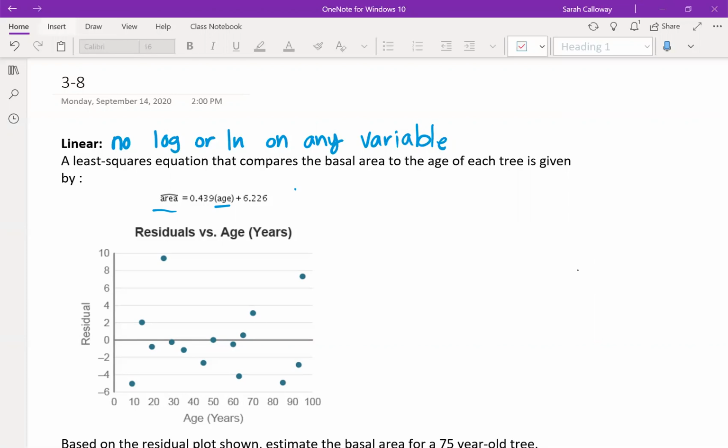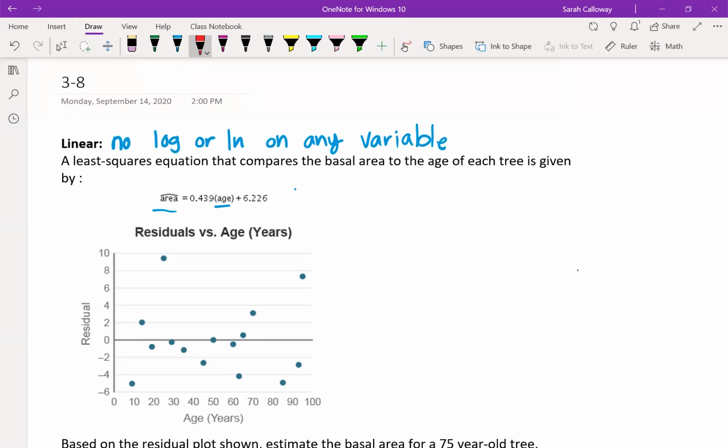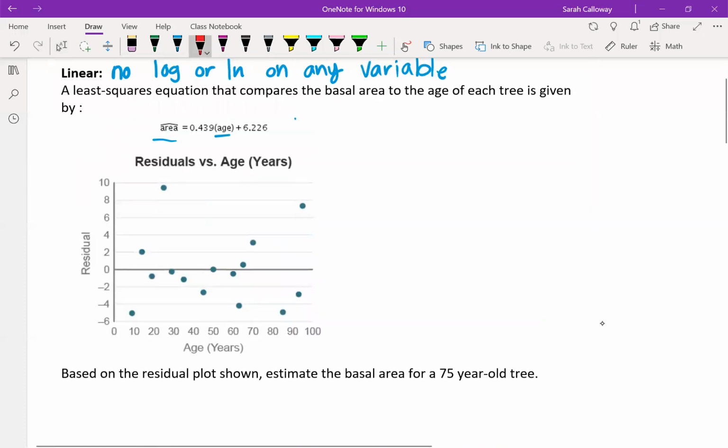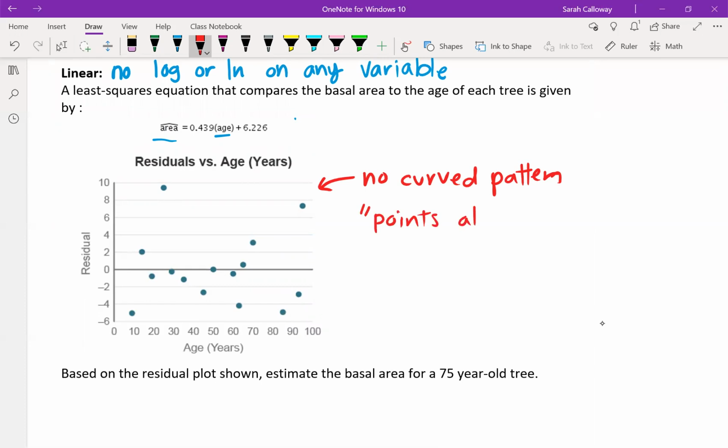To know whether a linear model is a good fit, we want to look at essentially two different things. The first thing is the plot of the residuals. If I look at the residuals, notice that there is no curved pattern. Essentially, you want to think of it as though the points are all over the place. If I were to connect them, I would just have a zigzag of connections, and that tells me that I have an appropriate model.